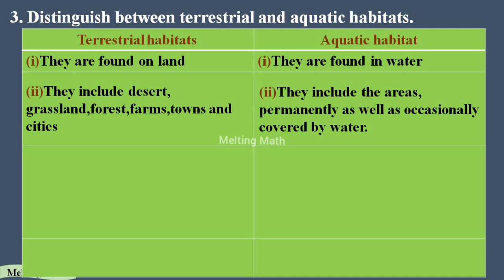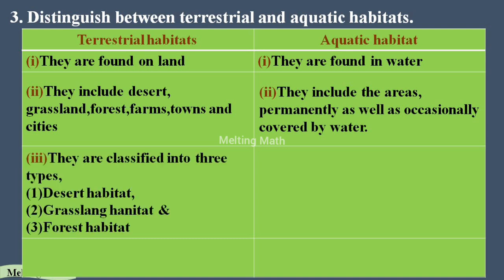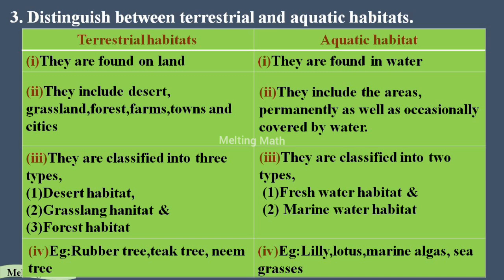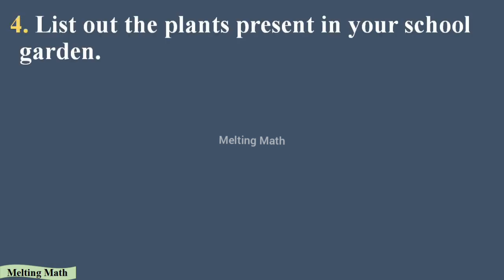Next, these terrestrial habitats are classified into three types. One is the desert habitat, another one is the grassland habitat, and another one is the forest habitat. The aquatic habitat is classified into two types, which are freshwater habitat and marine water habitat. Then the examples of a terrestrial habitat are a rubber tree, teak tree, neem tree. And the examples of aquatic habitat are lily, lotus, marine algae, and sea grasses. Okay, next see the fourth one, list out the plants present in your school garden.